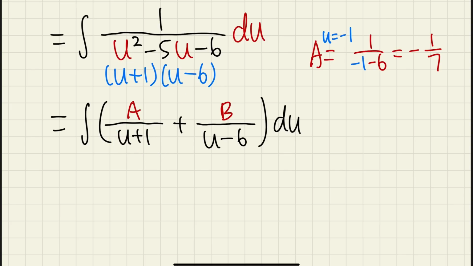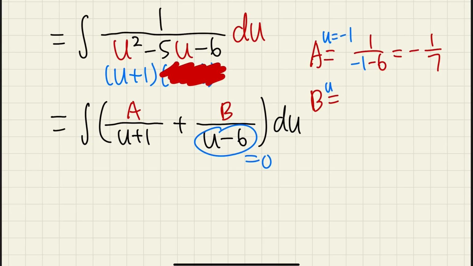Let's practice another one for the b. b equals, we'll do the same thing. Cover the same denominator from the original, which is the u minus 6 here. And this time, if we put this equal to 0, u has to be 6, and then put it here. So we are looking at 1/6 plus 1, which is 1/7. So we know a is -1/7, and b is positive 1/7.